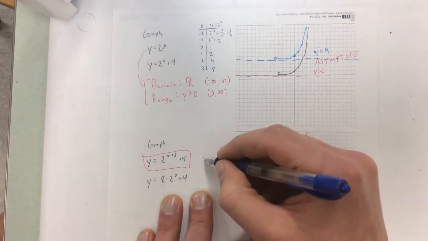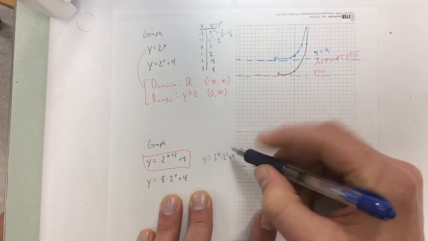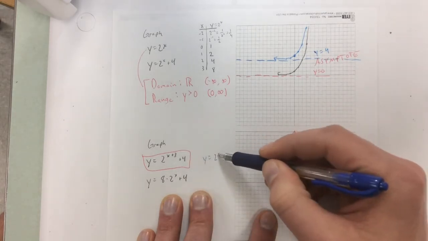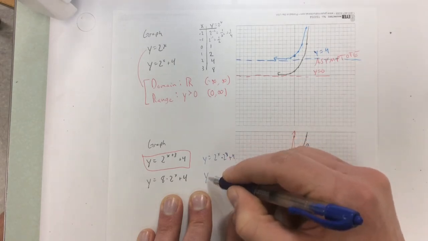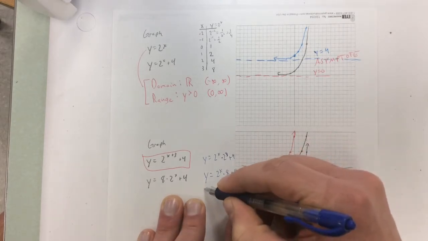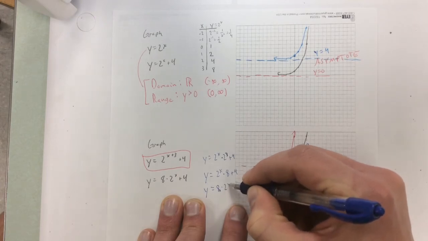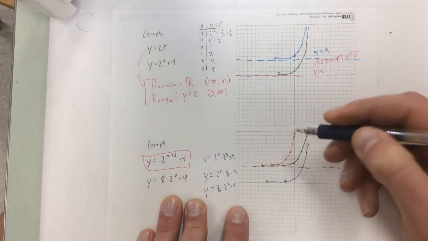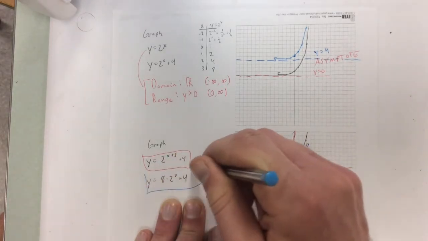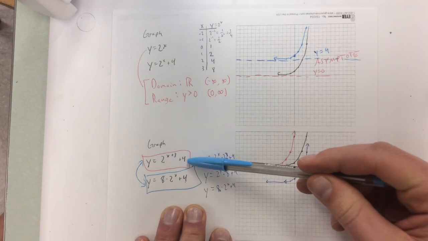So this 2 raised to the x times 2 raised to the 3 plus 4. We know those are the same because just adding the exponents, those are the same. So this is really 2 raised to the x times 8 plus 4. But then by order of operations, y is equal to 8 times 2 raised to the x plus 4. So these graphs right here are going to be the same.